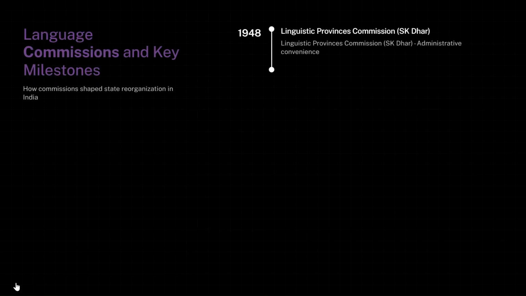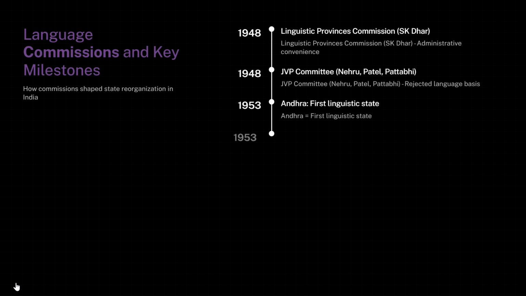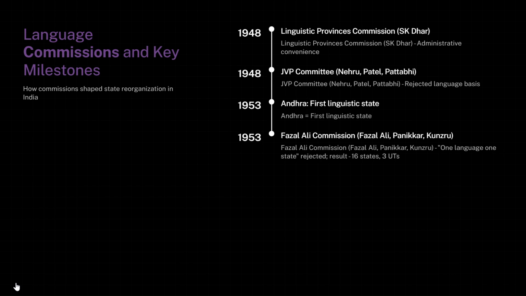Now we move on to the language commissions. In 1948, Linguistic Provinces Commission under the chairmanship of S.K. Dar was constituted. They concluded that states should be reorganized for administrative convenience and not language. And then JVP committee was constituted, who also rejected linguistic basis.